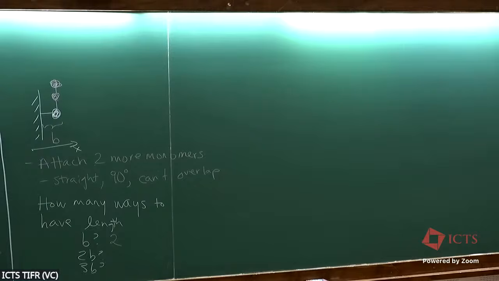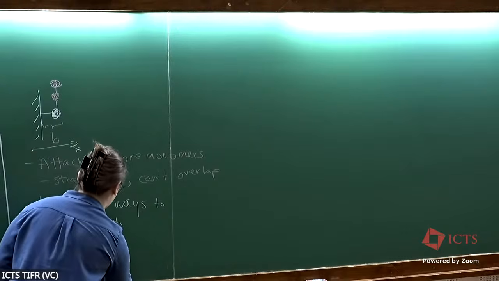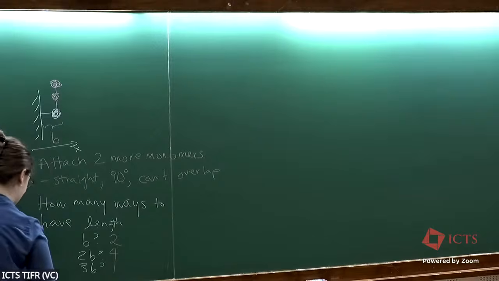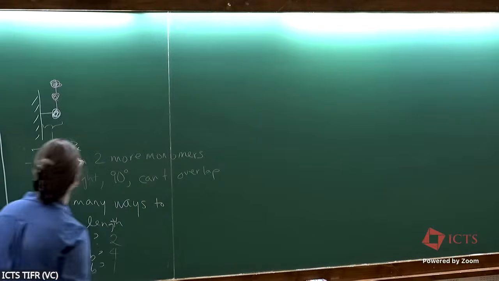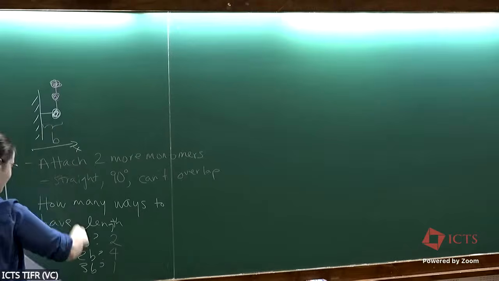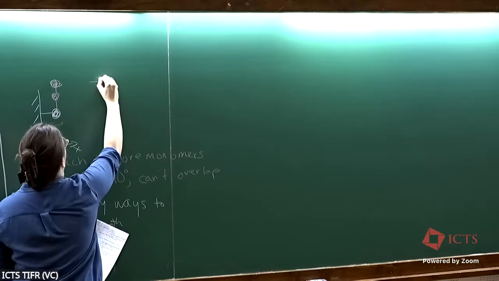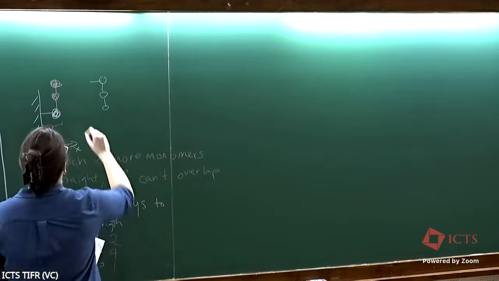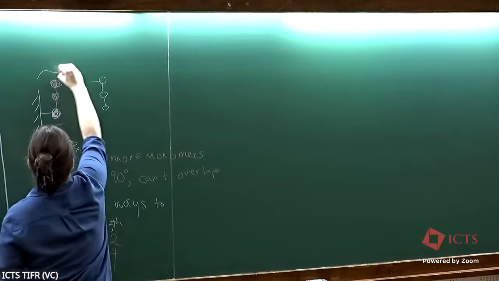How about 2B? Okay, I count 4. I'll show you all these in a second. And 3B, it's just the 1. So here's my count. For length B, I have this configuration, and then I also have this configuration. These are both length B.